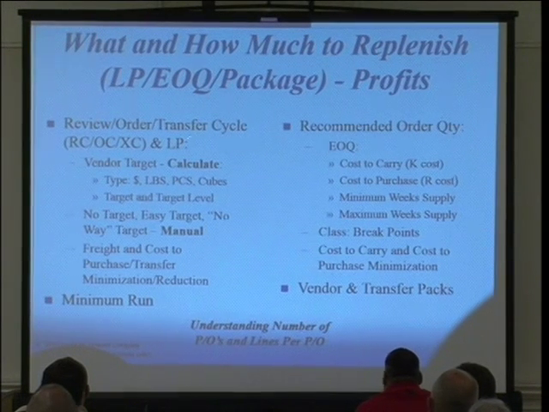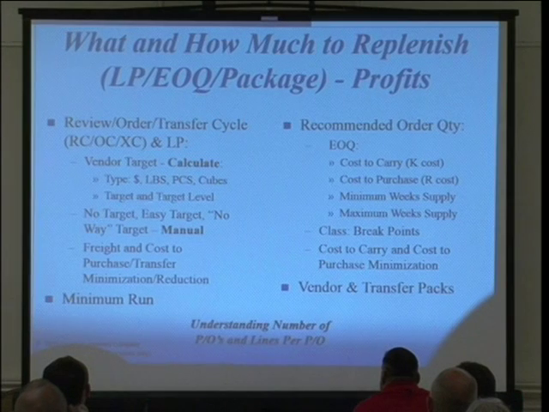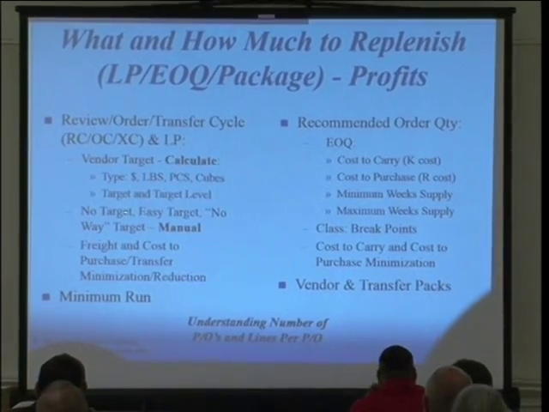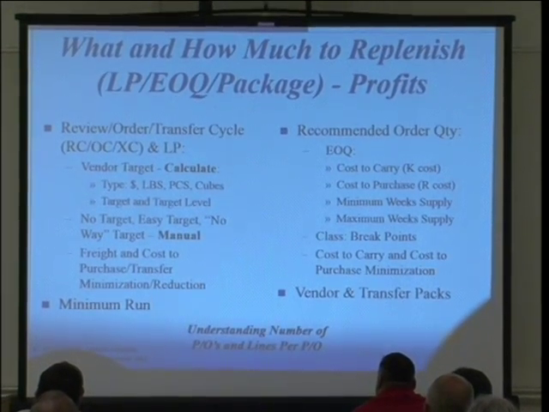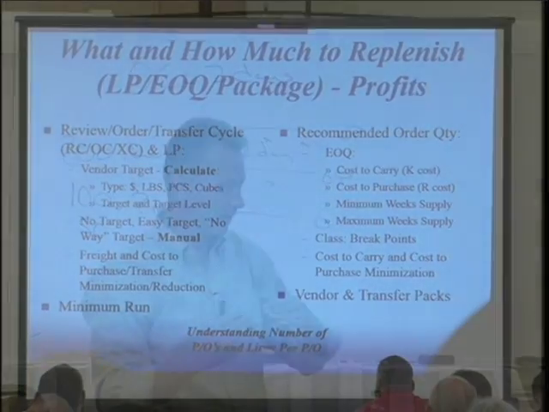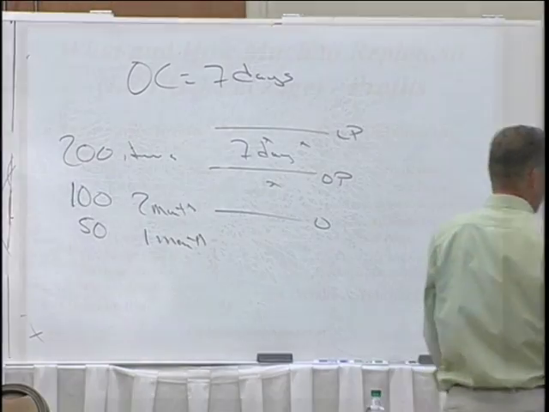First off, we need a good transfer order cycle. What's my vendor target? Pounds, dollars, piece, cubes. What's my target? Let's calculate the order cycle. If there's no target, it's an easy target, or there's a no-way target, we're back to what's the fastest I can run my cost of purchase without putting them into the ground and getting them behind. Then we're going to look at freight and cost of purchase and transfer minimum reduction.